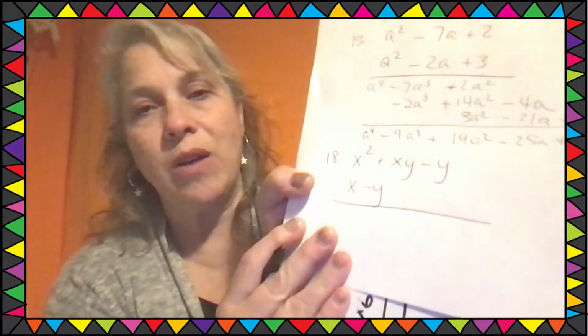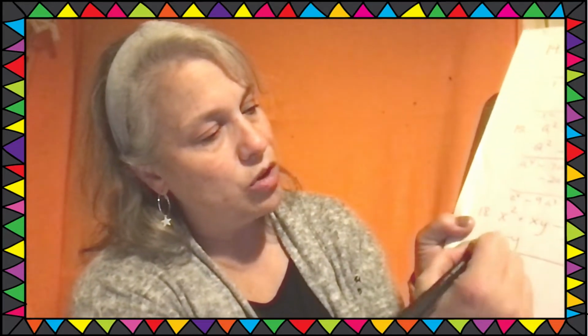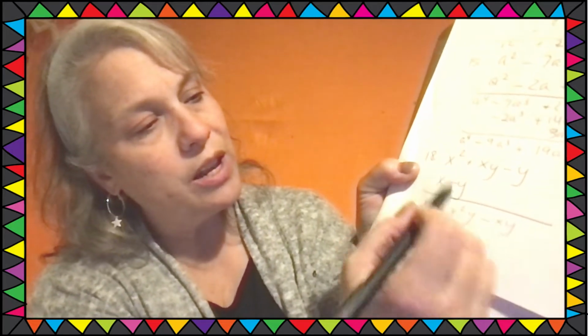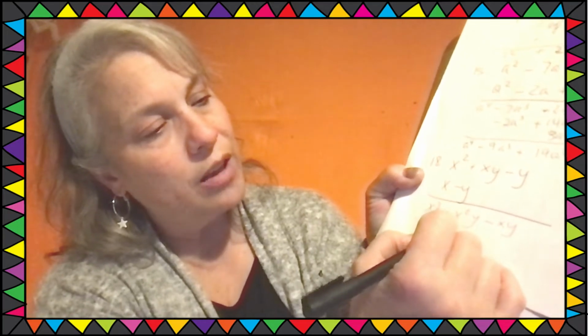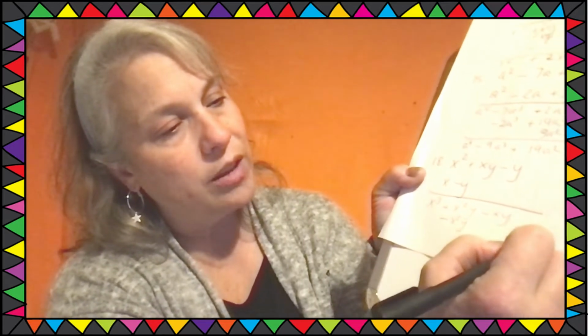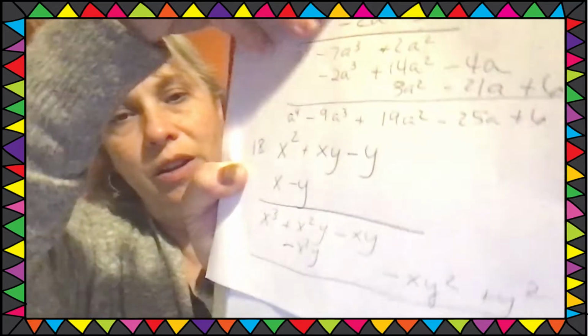Next, I'm going to skip down to number 18. So x squared times x is x cubed, plus x squared y, minus xy. All right, and then I'm going to come down to negative y times x squared is negative x squared y, minus xy squared. There's no other xy squared, so I'm going to put that xy squared, plus y squared, because a negative times a negative is a positive.